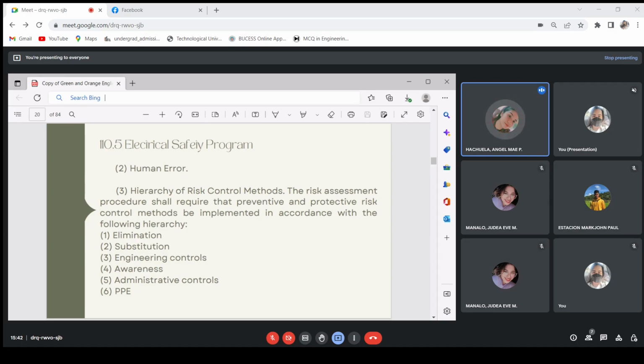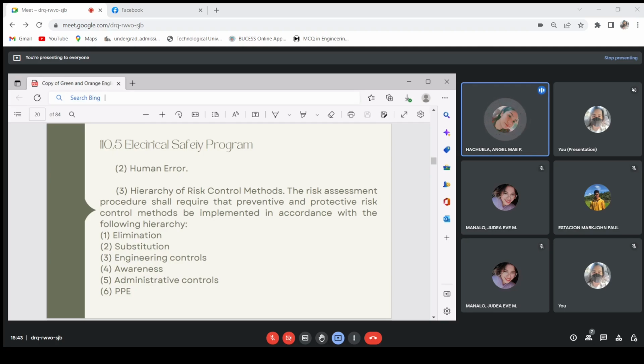Number 2 is human error. So, in human error, the risk assessment procedure shall address the potential for human error and its negative consequences on people, processes, the work environment, and equipment relative to the electrical hazards in the workplace.